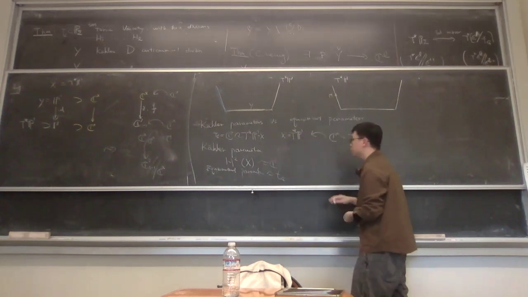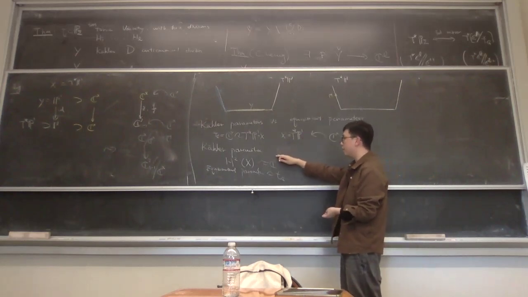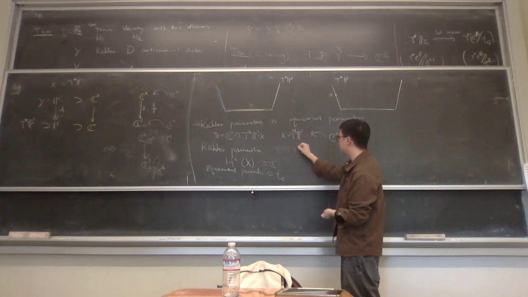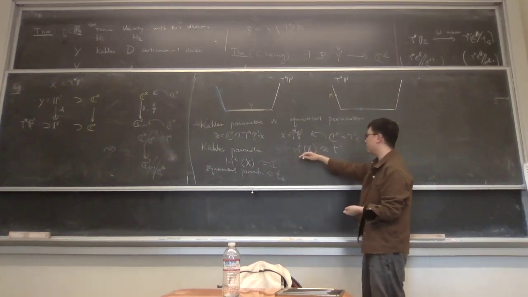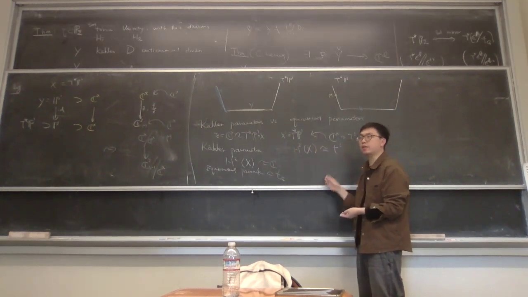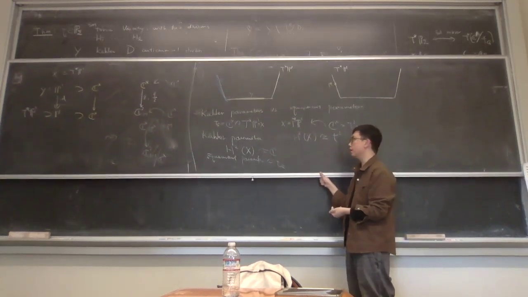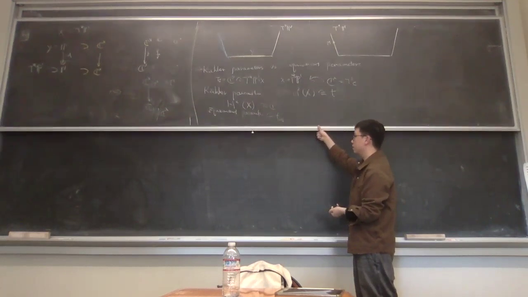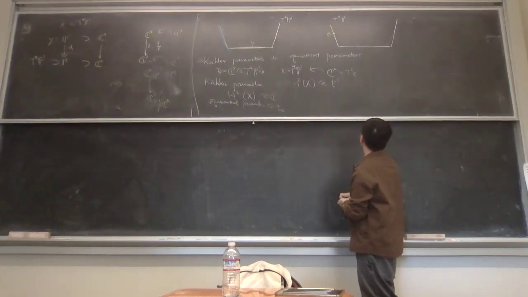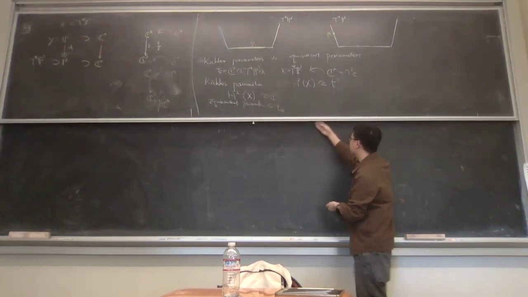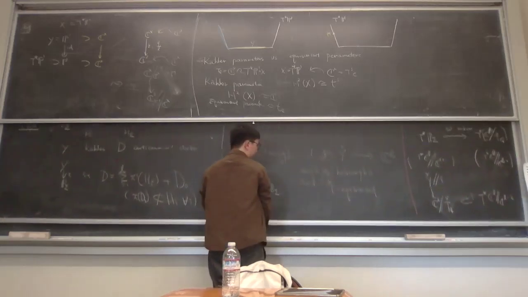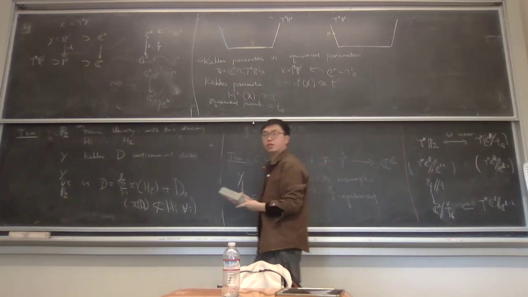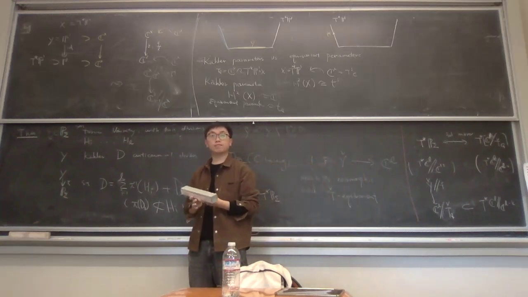Okay, so what I mean by Kähler parameter exchange with equivariant parameter is, first of all, there is an isomorphism between the Kähler parameters on one side and the equivariant parameters on the other side. Am I claiming that this is compatible with our SYZ transform? Okay. Any questions?